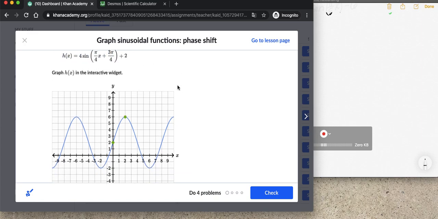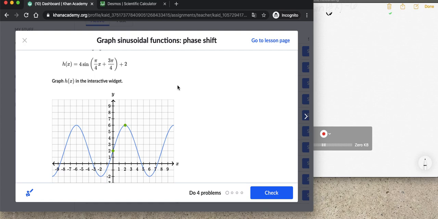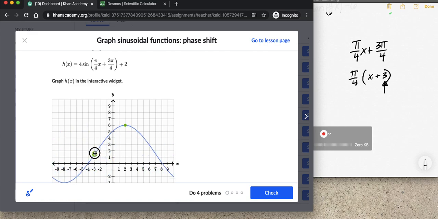Next, I want to think about what it looks like when I factor this out. So I have pi over 4 x plus 3 pi over 4. If I take out the pi over 4 to see really clearly what my period or frequency is, I can see now that my x shift is back 3. Back 3. So I've taken care of the 4 as the amplitude, the 2 as the midline, and that -3 as my starting point.